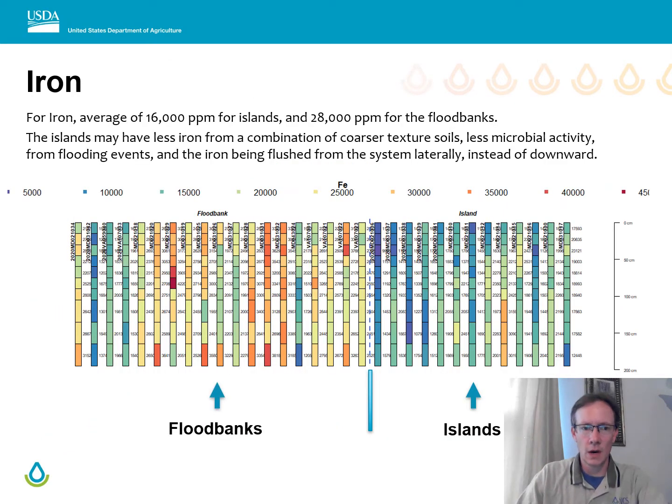So here are results for iron. On average, the islands had about 16,000 parts per million, and the flood banks had about 28,000, so almost twice as much. And that was pretty consistent throughout the whole extent. This could be from a combination of coarser textured soils, lesser microbial activity, a less stable landscape, and more flooding events. The iron is being flushed out of the system.